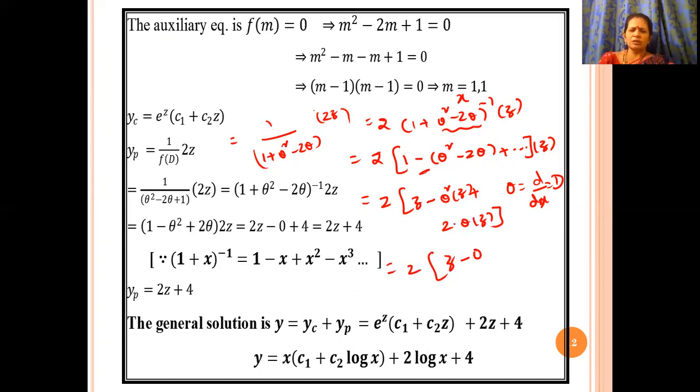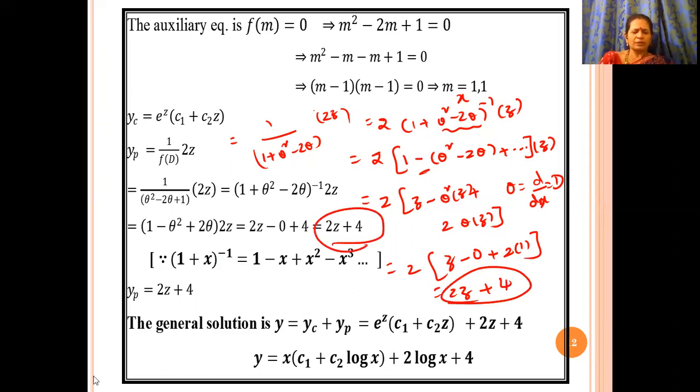So we have to multiply with the 2. So plus 2 into the derivative of z, which is 1. So expand with this: 2z plus 4. So this is the required value, 2z plus 4. According to this formula, we have to apply this one. So that is about the explanation.